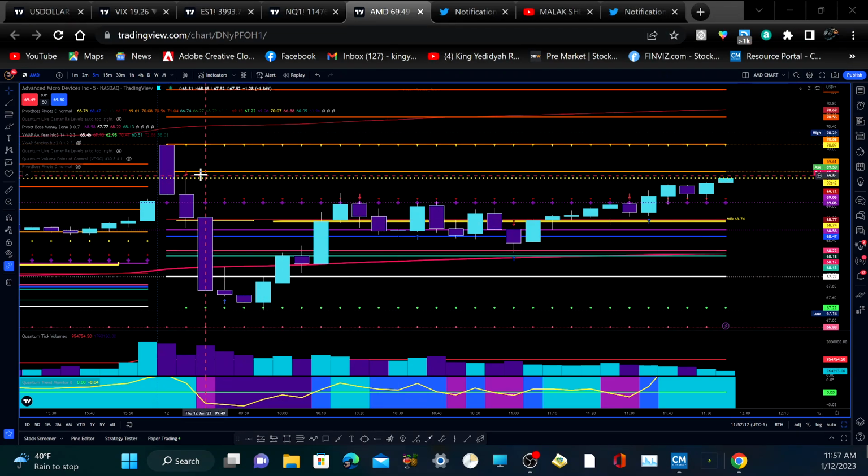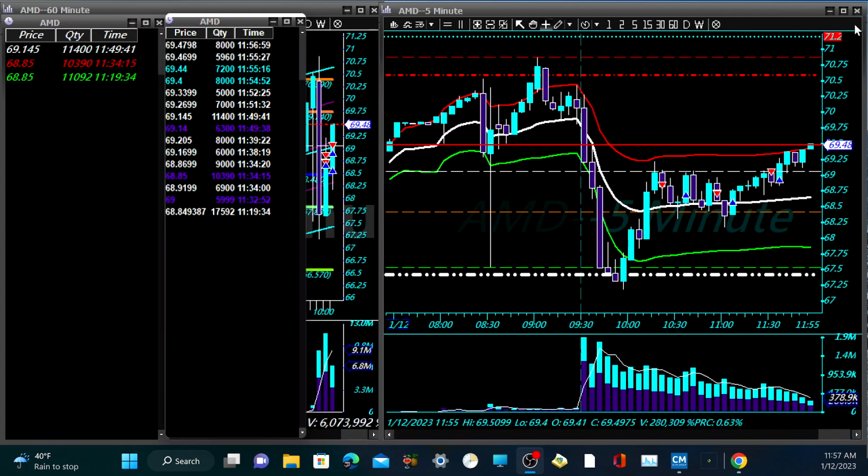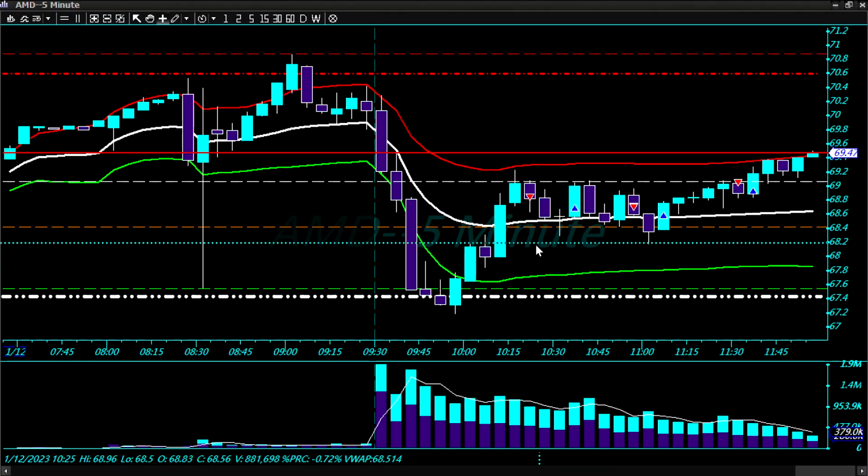Let's see what levels this was here. I took this short at 69.13 and covered at 67.72 on the paper trade. So now I go into my Dash Trader platform, which is my execution platform.